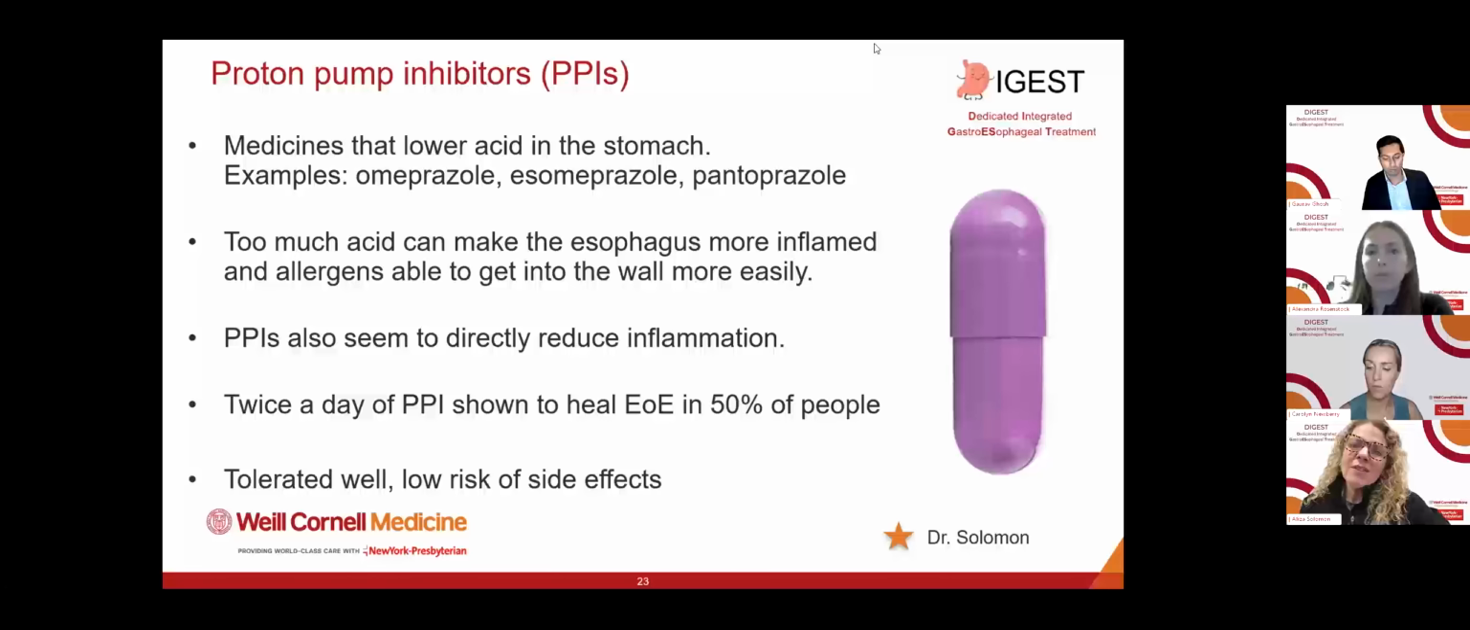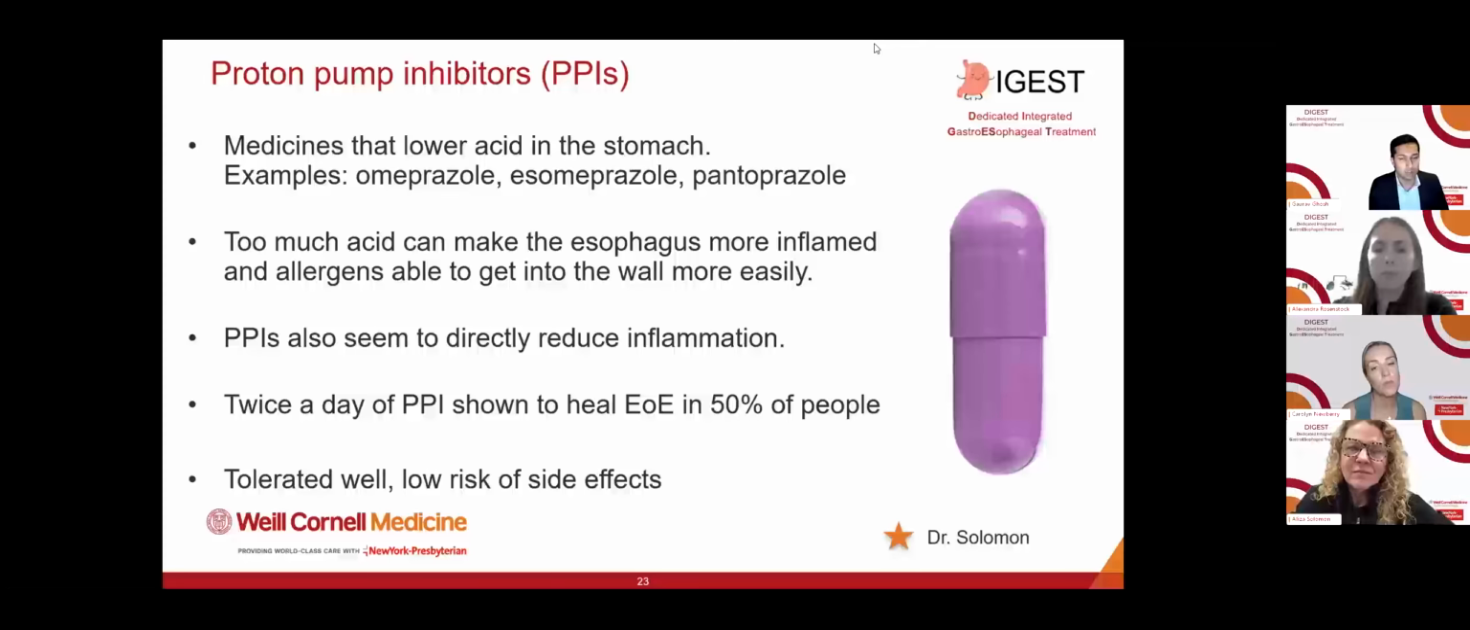The good news is that in general, most people tolerate it well. The side effect risks are pretty low. Your doctor can discuss some of the things that might lead to some of these low risk side effects. But in general, they're a good drug if you're going to take it. That's a great point to end on for PPI.